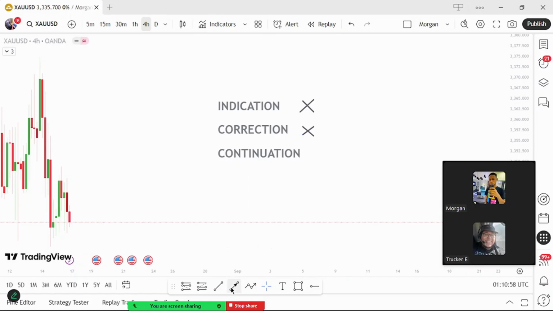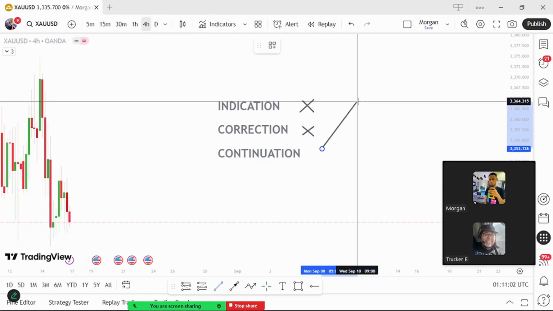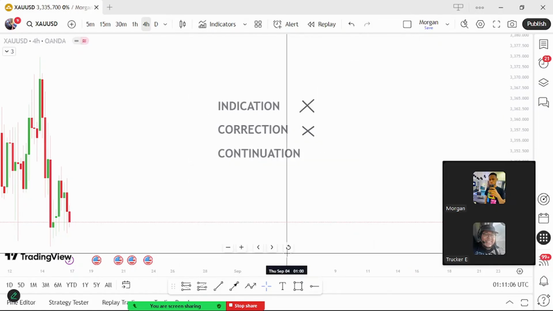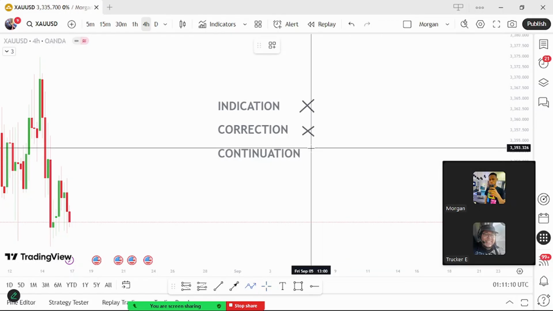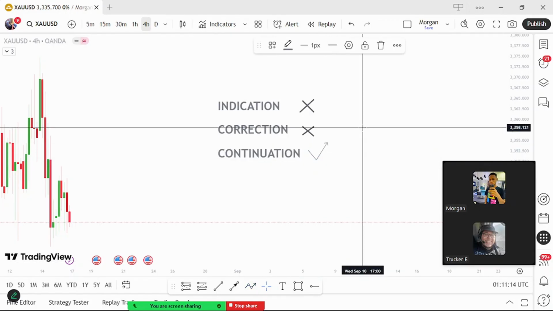Now, what you trade is in the continuation, because at this point, price has already shown you, hey, I want to go high. Price has shown you how high it wants to go. So that is why you trade the continuation, because you're just trying to do what price has already shown you that it wants to do.